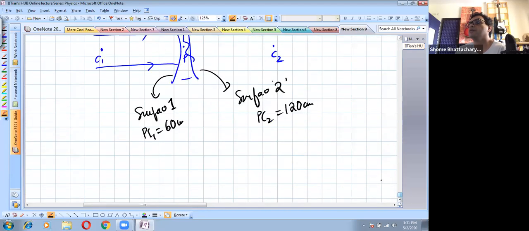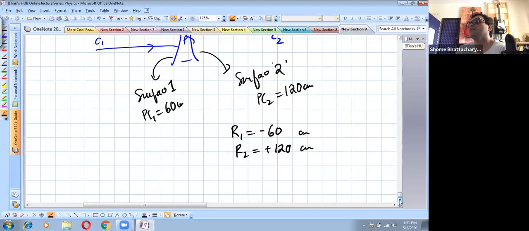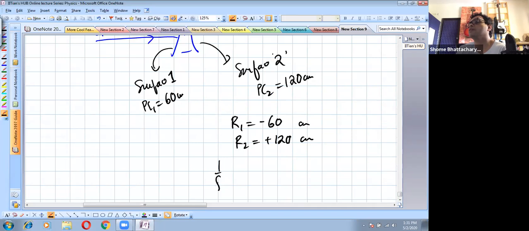Yeah, okay. So with the proper sign convention, I will take R1 as minus 60 and R2 as plus 120, in centimeters. And hence, with the proper sign convention, 1 upon focal length will become mu minus 1, so that is 3 by 2 minus 1, into 1 by R1, that's this, minus 1 by R2, that's this. Okay.